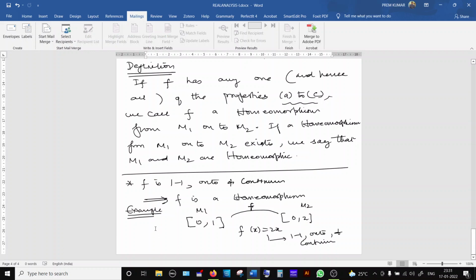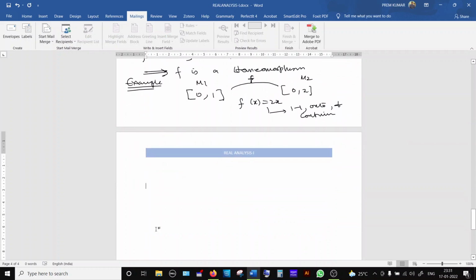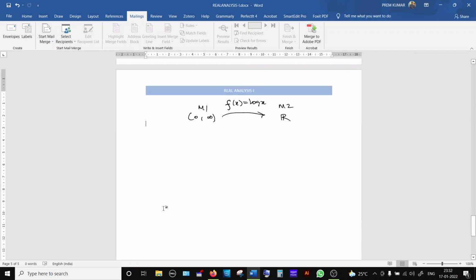Another example is M1 equals 0, infinity, and M2 is the set of all real numbers, and there exists a function from this one to this one, f of x equals log x. You can check that this is one-to-one, onto, and continuous. You can check the graph also, it is continuous, one-to-one as well as onto. Therefore, I can say that both M1 and M2 are homeomorphic to each other.